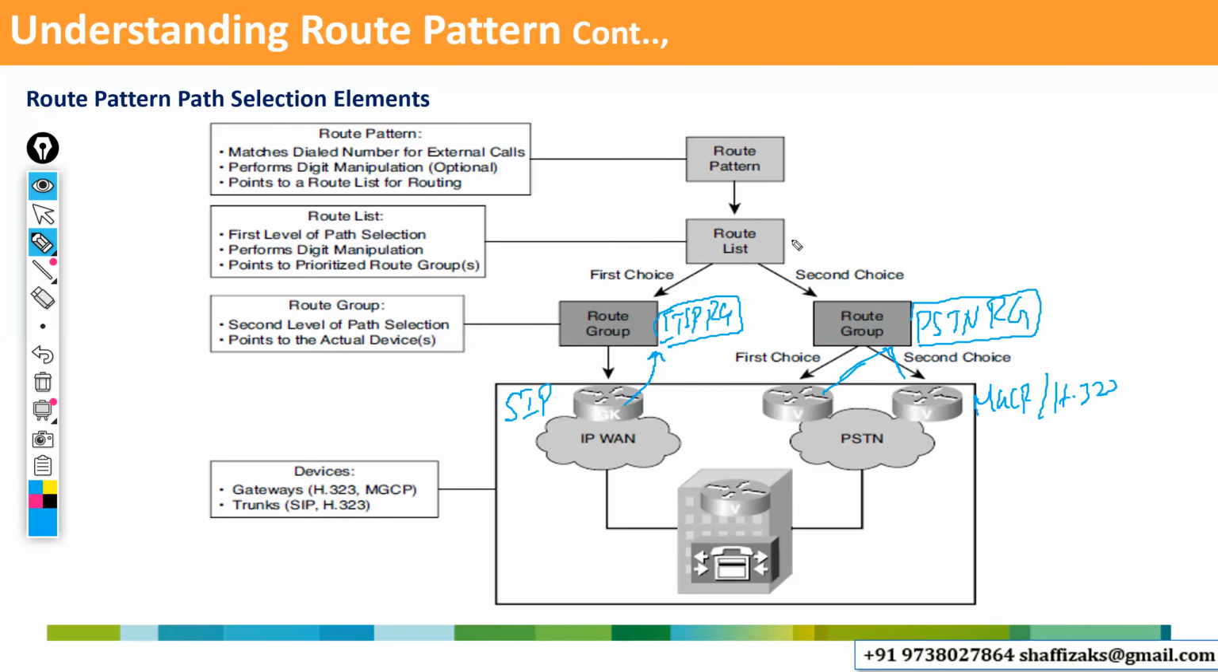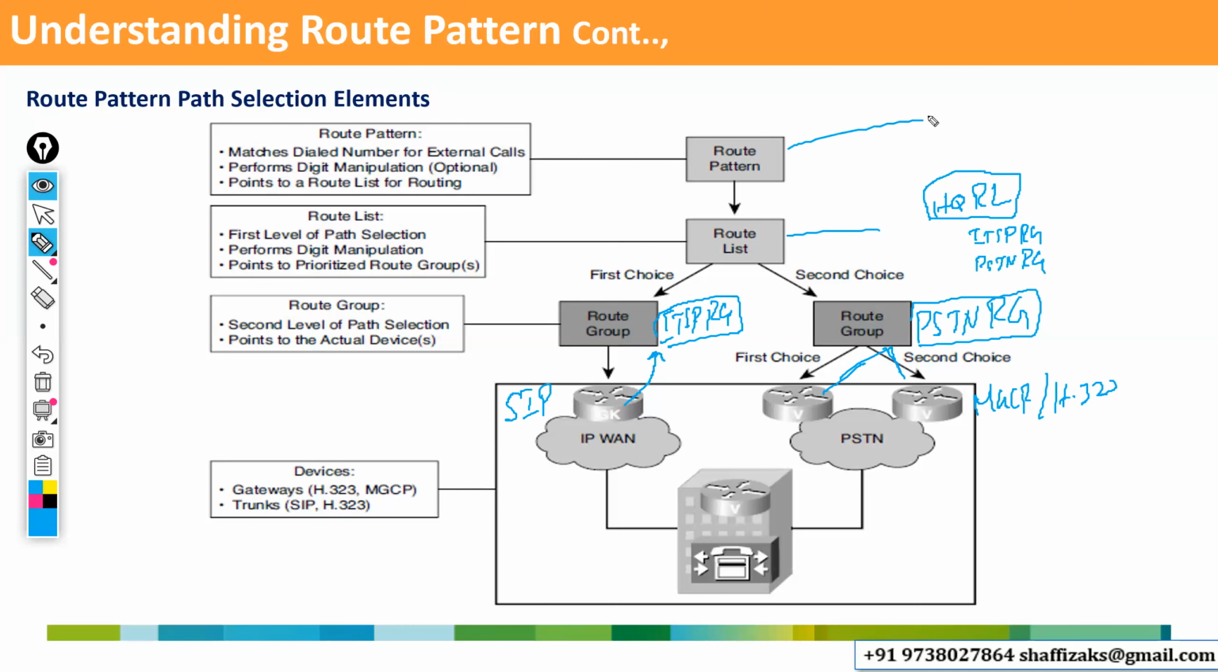Then after that, a route list has to be created. Again, route list is also just a name. For example, this is my headquarter route list. Under the route list, route groups come, whatever route groups you have created. Now, there are 2 route groups we have, right? One is ITSP route group, and another one is PSTN route group.